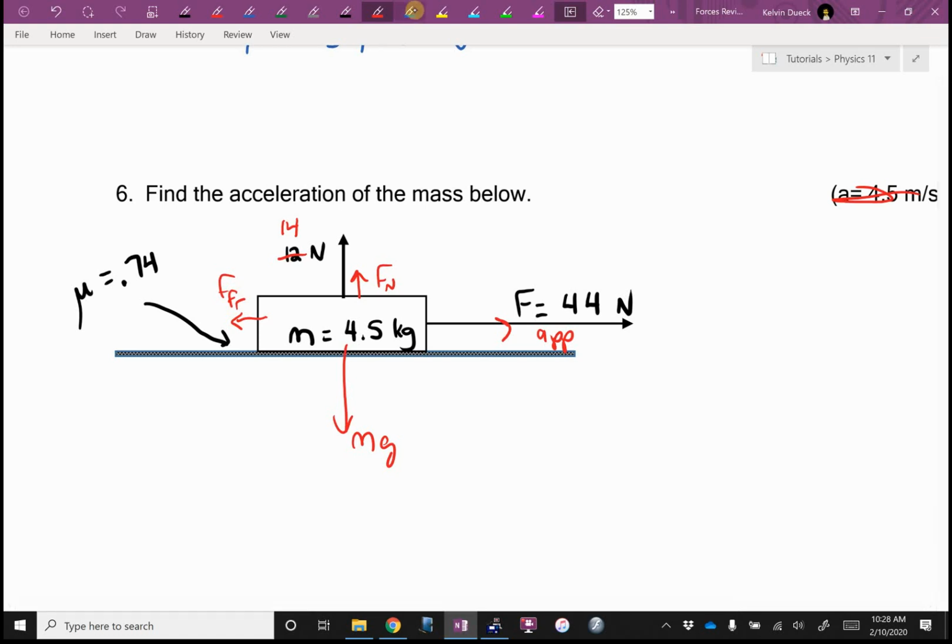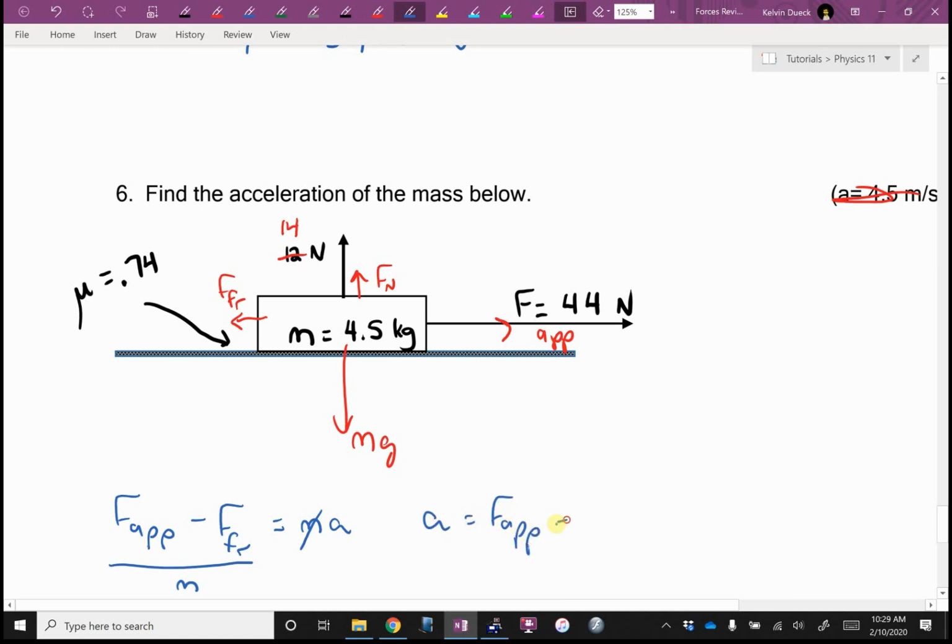Who's winning? Let's guess the applied force. If we get a negative acceleration, we'll know we've guessed wrong. Who's losing? Friction. What's that going to equal? ma. And they want me to get the a by itself, so I'll probably do that. I am going to get F applied minus mu times the normal force, because that's what friction is.